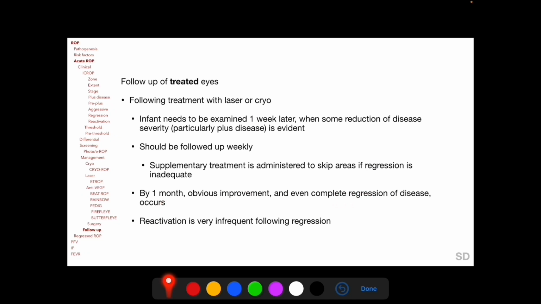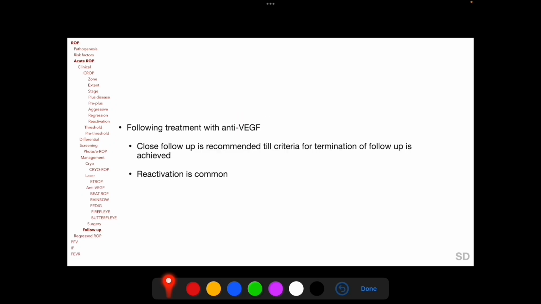And as we have mentioned earlier, reactivation of ROP is very infrequent following initial regression after treatment with laser or cryo. Following treatment with anti-VEGF, a very close follow-up is recommended till criteria for termination of follow-up is achieved. And this is because, as we have mentioned, reactivation of ROP is very common following treatment with anti-VEGF.